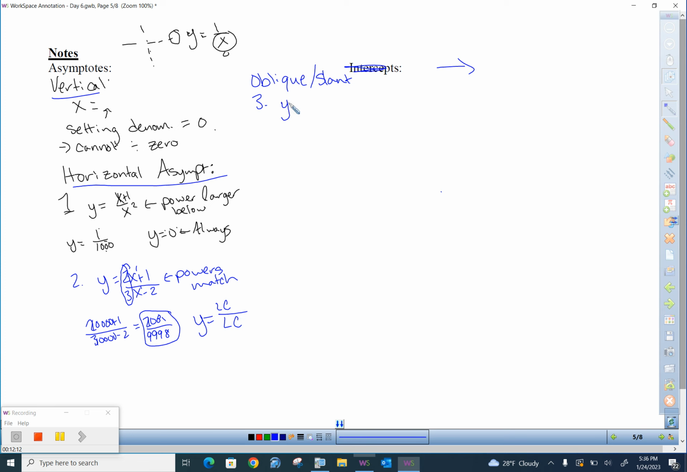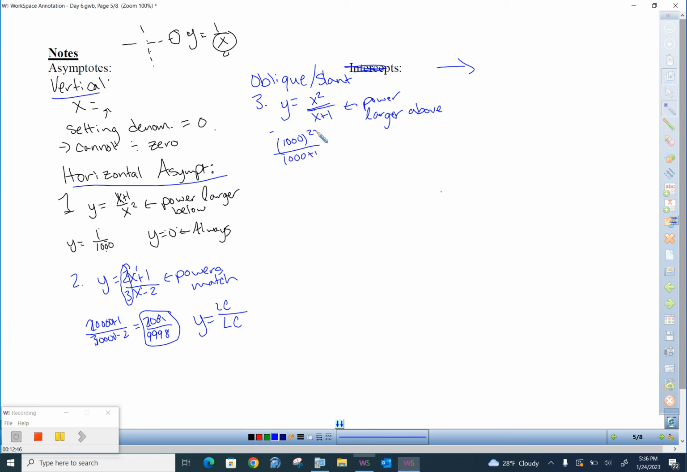So let's write this example, y equals x squared over x plus 1. I'm adding a constant because if we just have x squared over x, that simplifies. Okay, so we're just going to think about this power. Power larger above. Okay, and doing this the same way, this would have 1,000 squared over 1,000 plus 1.